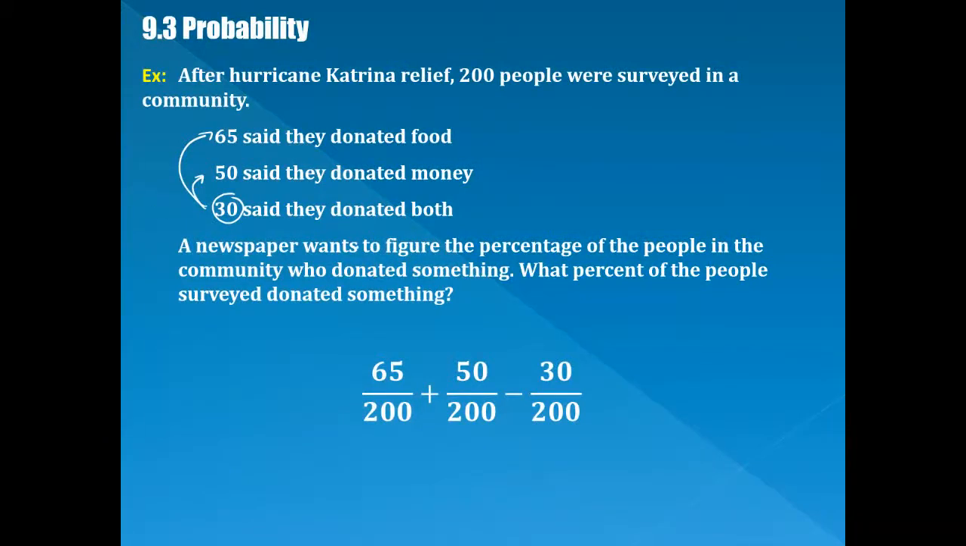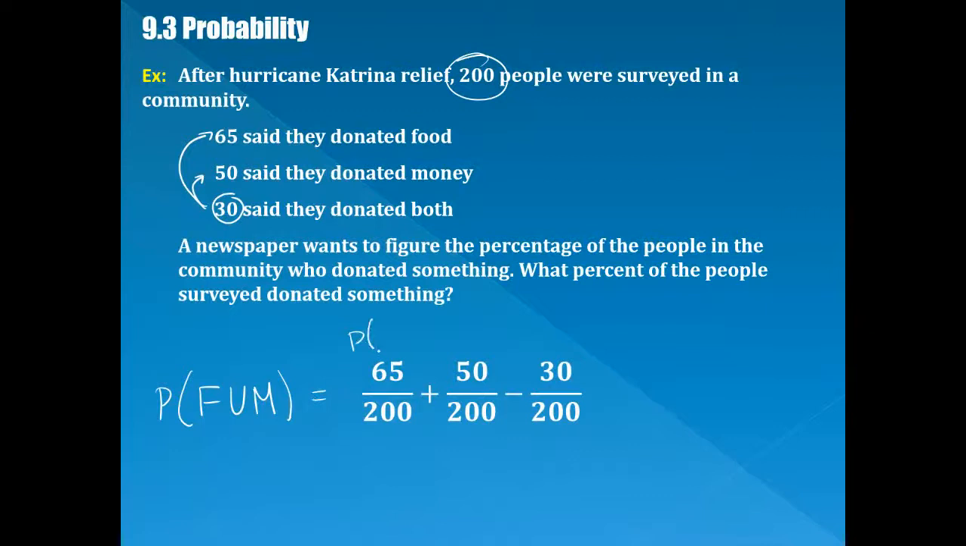A newspaper wants to figure out the percentage of people in the community who donated something. What percent of the people surveyed donated something? Remember, 200 people total were surveyed. So 65 plus 50, right? So this is the probability of food or money.